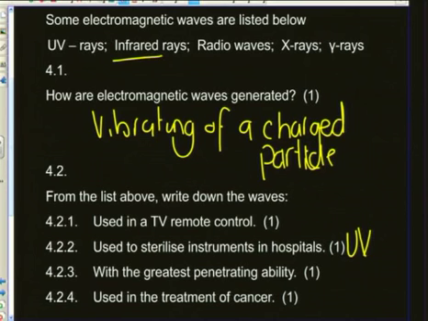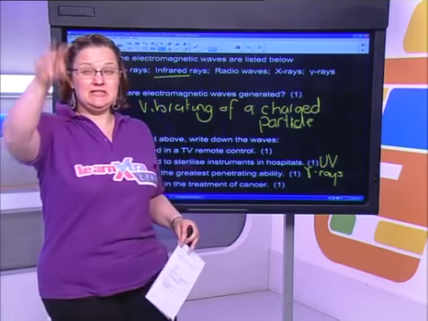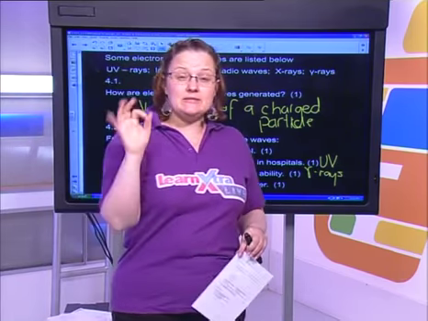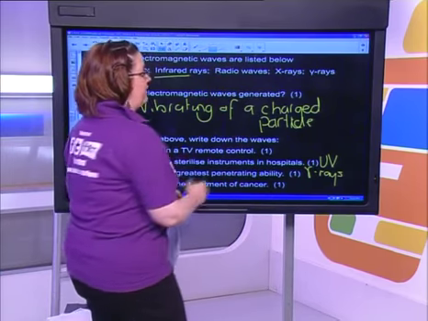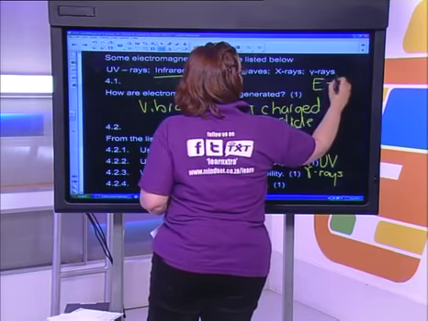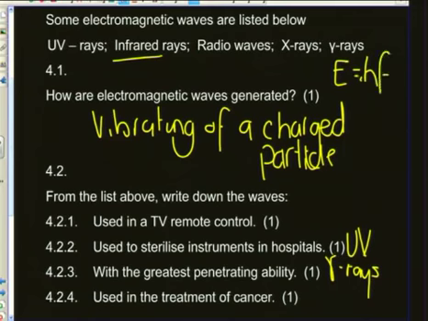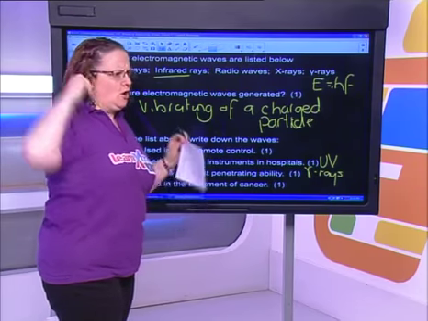Then the one with the greatest penetrating ability. Gamma. Gamma rays have the highest frequency. Highest frequency means they have the greatest amount of energy. You've done the energy of a photon. Okay, you've done E equals hf. You did that earlier this year when you did particle nature. So E equals hf, high frequency, lots of energy.